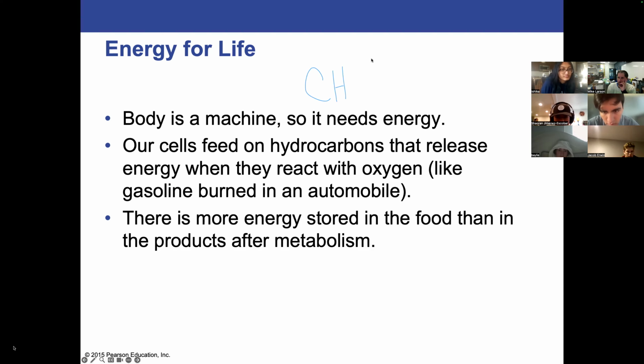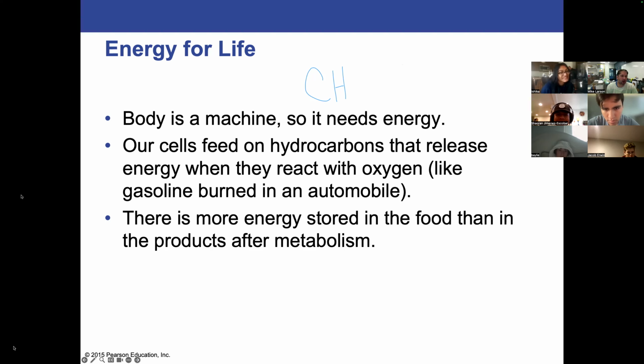Anyone know? It could also have oxygens in it, by the way. It starts with a G. Come on, think back to biology. I can't throw hints through the screen. I wish I could. Glucose, right? Glucose is the most common. Oh, did somebody write it? Let's see.